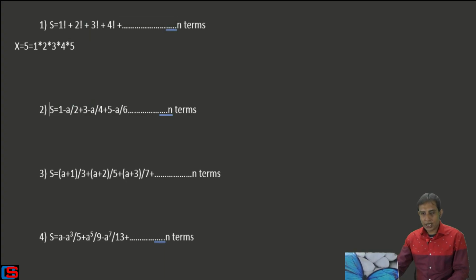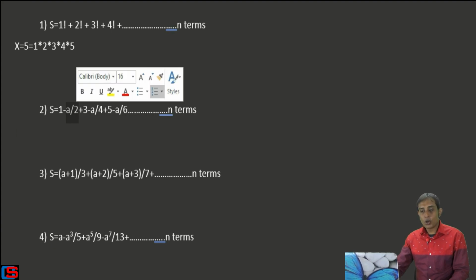Now come to the next series. In this series, the sum is 1 minus a by 2 plus 3 minus a by 4, a by 6, and so on up to n terms, where the value of a is taken from the user. So a is inputted by the user, and it starts from 1 minus a by 2 plus 3 minus a by 4. So you can see not in all terms is a included.